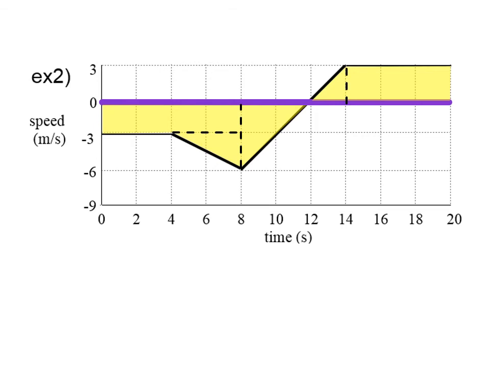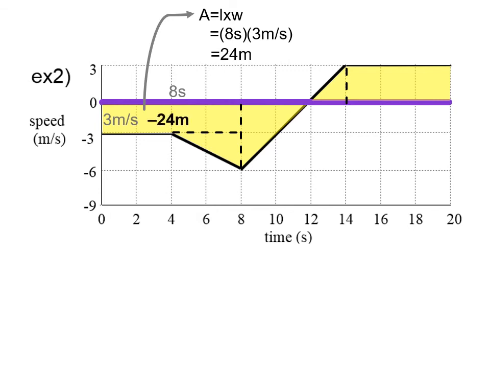Now I need to calculate the area of each shape. The first shape I'll do is this rectangle. So that's length times width. Now the length is 8 seconds because I'm going from 0 to 8 seconds. And the width is 3 meters per second because it goes from -3 to 0. So 8 multiplied by 3 gives me 24. So I will write that shape in as -24 meters. Again, negative because this shape is below 0.